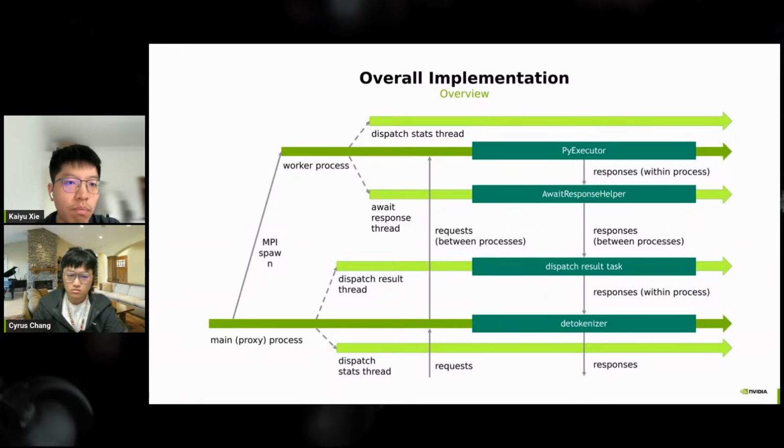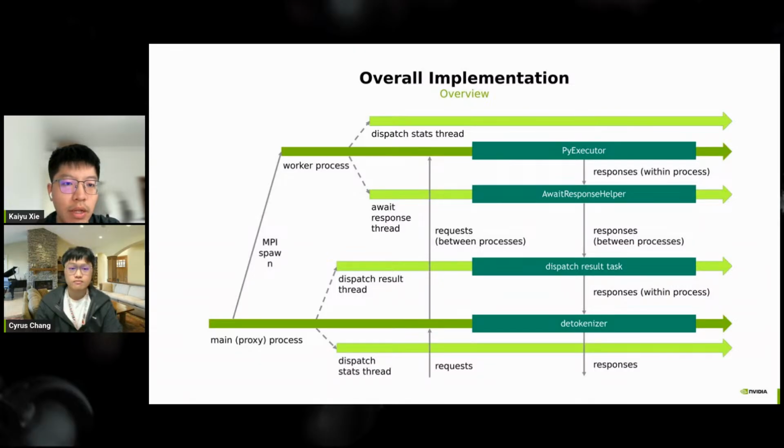So we have mostly two processes. The main process is the process that handles the server and the user interface. It receives the request from the user, and it is also responsible for spawning an MPI process, and then we're going to have a worker process. Those two processes are the major processes that are handling most of the Python implementation in TRT-LLM.